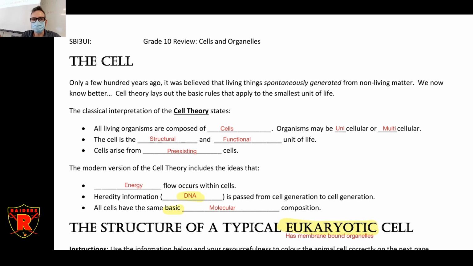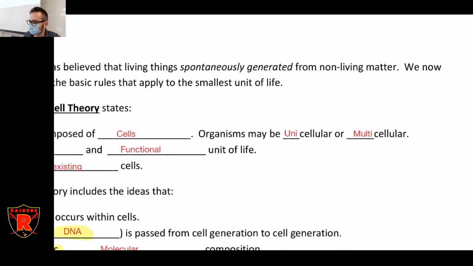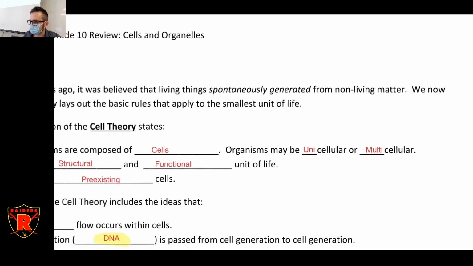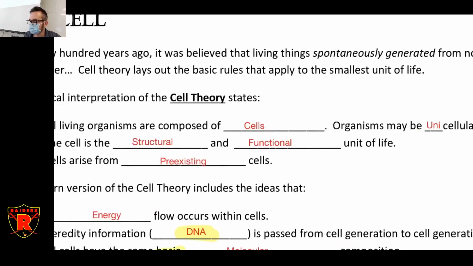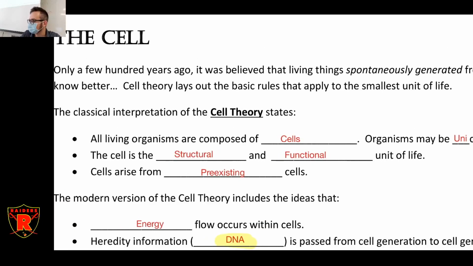You guys definitely covered this in grade 10. The idea that everything's made out of cells, right? All living things are made out of cells. We talked about this in the previous unit as well. You can get unicellular or multicellular organisms. The cell is the basic structural and functional unit of life. You can't get any smaller than a cell. And all cells come from pre-existing cells. That's basic cell theory.